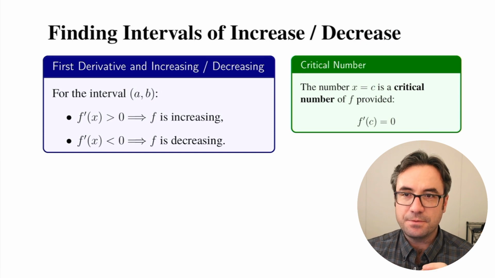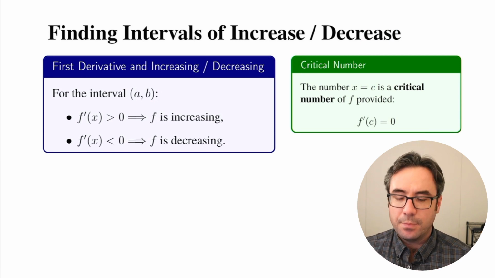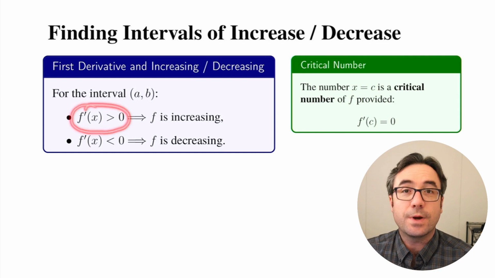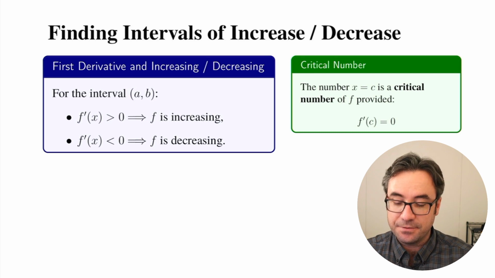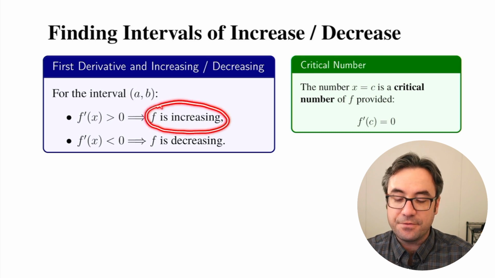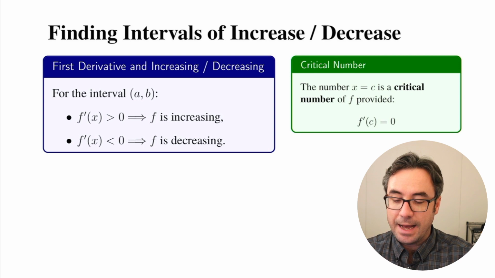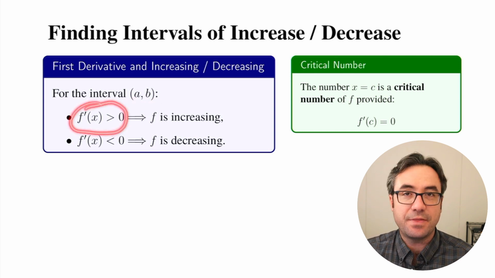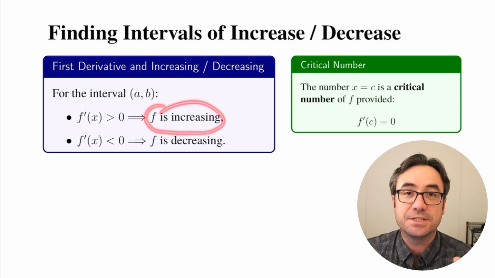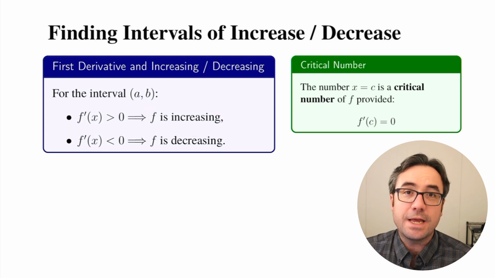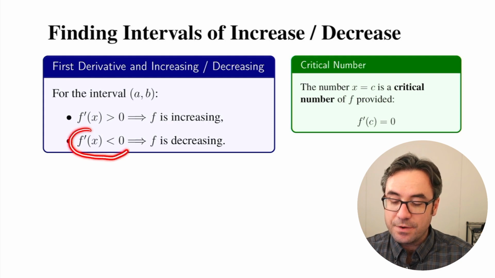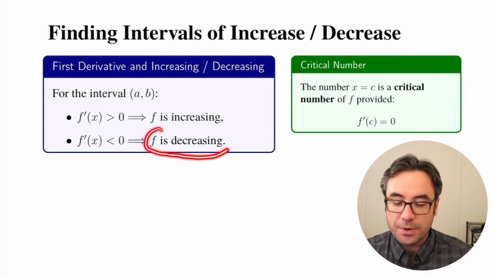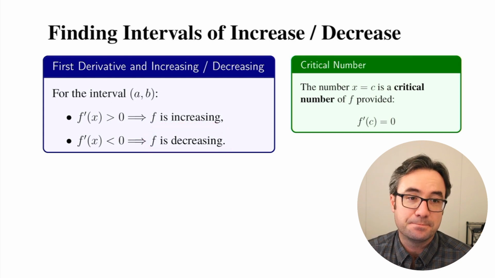This is something we've talked about before, but what we saw is that if f prime is greater than 0, so if f prime is positive, then f is increasing on this interval. So if f prime is positive on that interval, then the original function is increasing. If our derivative is negative on the entire interval, then our original function is decreasing.